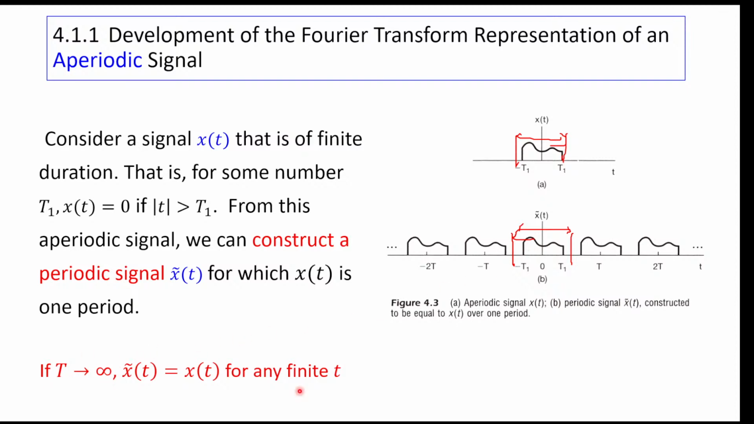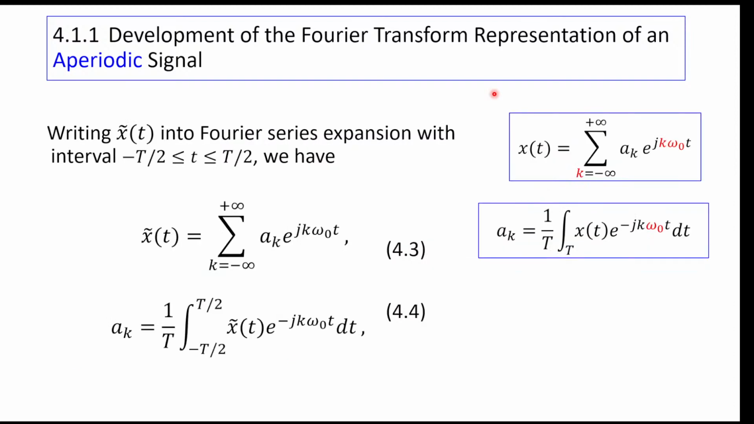And we think if we take big T to infinity, then x tilde of t should become x of t. Okay, and because x tilde of t is periodic, we can write down the Fourier series representation. Right, it's a_k, and then we'll take big T to infinity, and let a_k become the Fourier transform of our x of t. Okay, let's see how this goes.